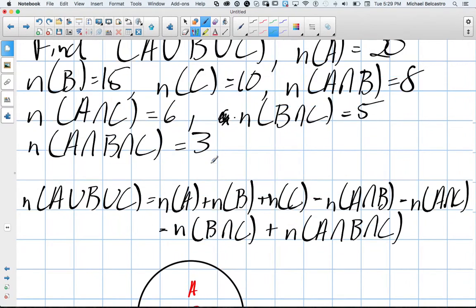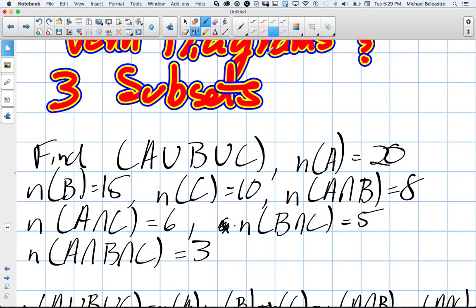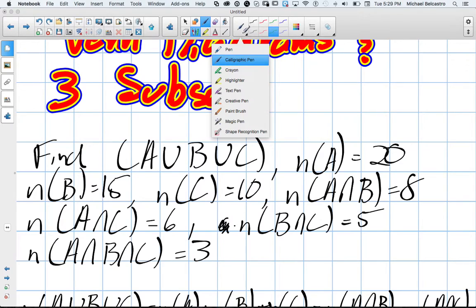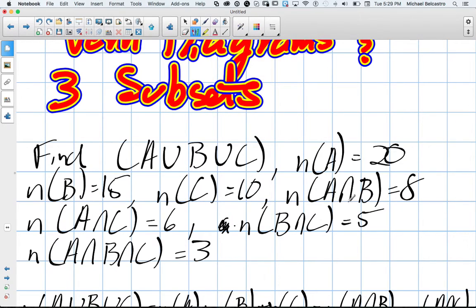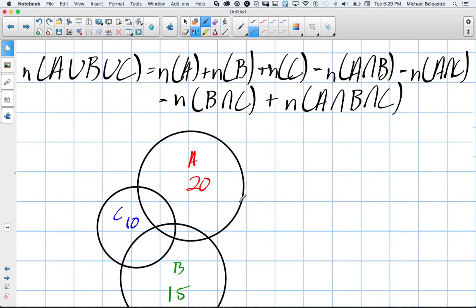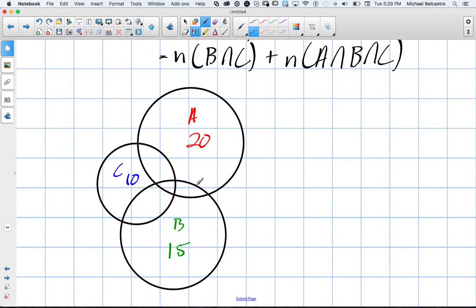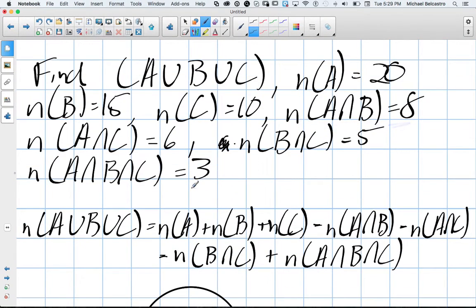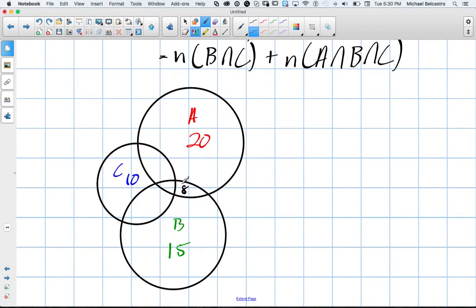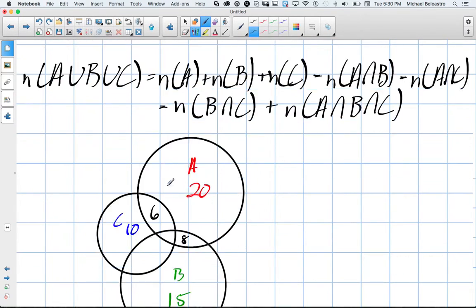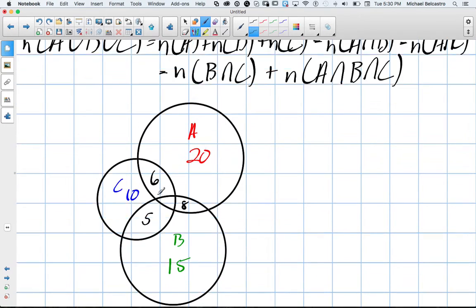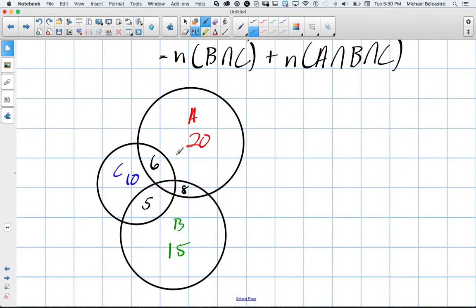They then tell us that in between A and B has 8 units, so A and B, we'll write this in black. So that's this part here where they overlap. There's going to be 8 units there. A and C has 6 units. And finally, B and C has 5 units. And then all together, there are 3 units in the middle here. So let's see if we can fit that in.